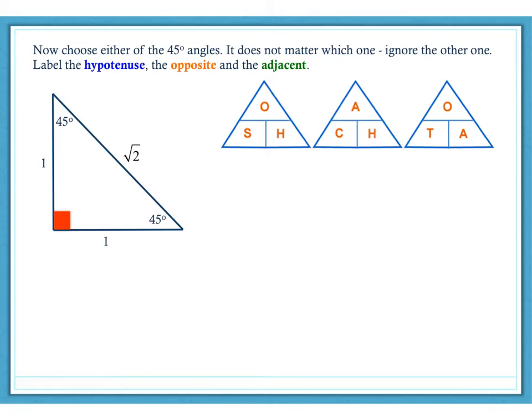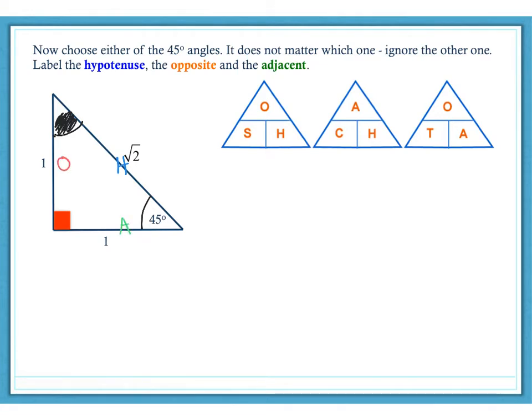So here's our triangle with all that information we've just calculated marked on it. We can choose either of the 45-degree angles to work with. It doesn't matter which. If you look at either of them, they both have the same opposite value and the same adjacent value of 1, and the hypotenuse doesn't change. But to avoid confusion, we want to focus on just one of them. So I'm going to cross out this one, and we'll focus on the one at the bottom. Let's label the hypotenuse, the opposite and the adjacent. So there's the hypotenuse, there is the opposite, and here is the adjacent.